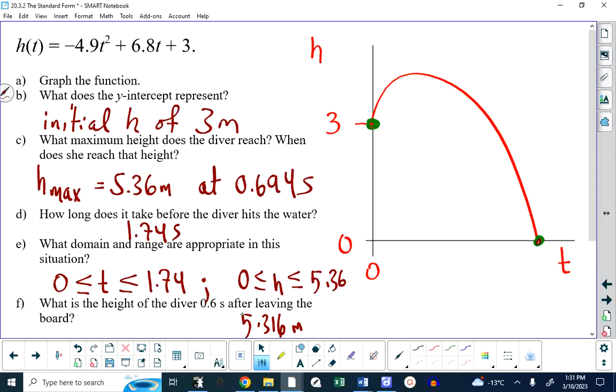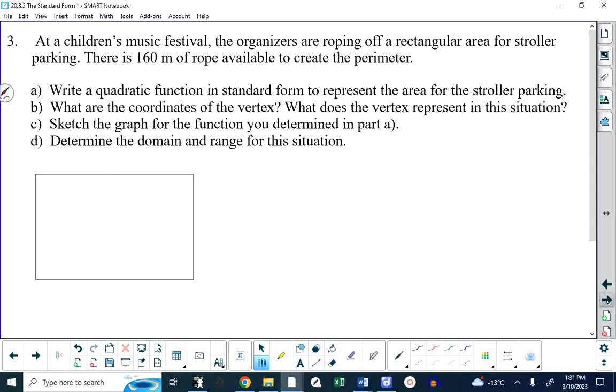Okay, now we have one more example to go, and this is number 3. This is called a max-min problem, or an optimization problem. At a music festival, they have 160 meters of rope, and they want to create a rectangular area for parking, or whatever, to put strollers. I don't know, it doesn't matter. They want to make a rectangular area. Forget about the rest of the question right now.